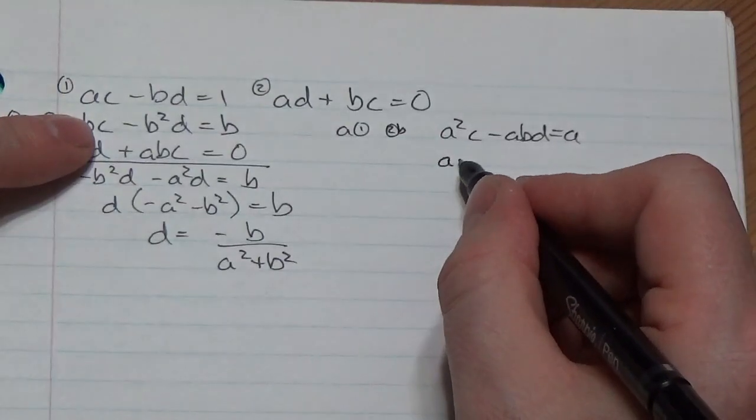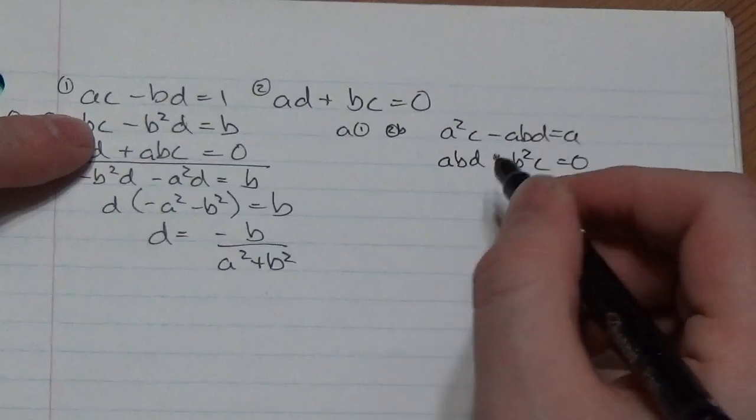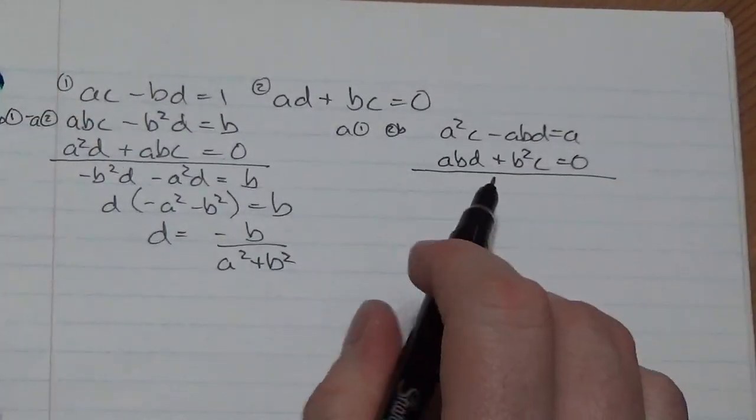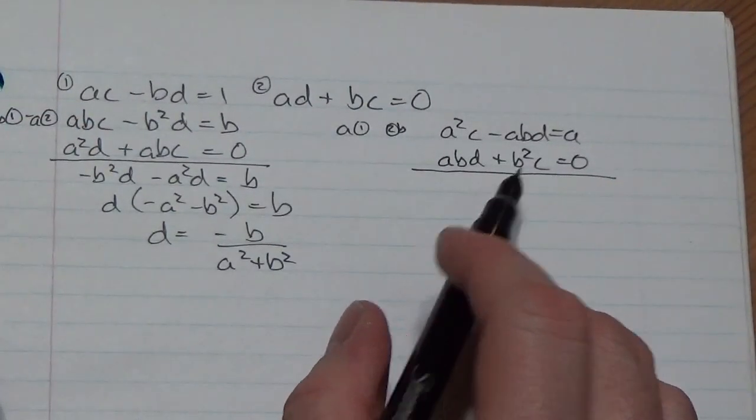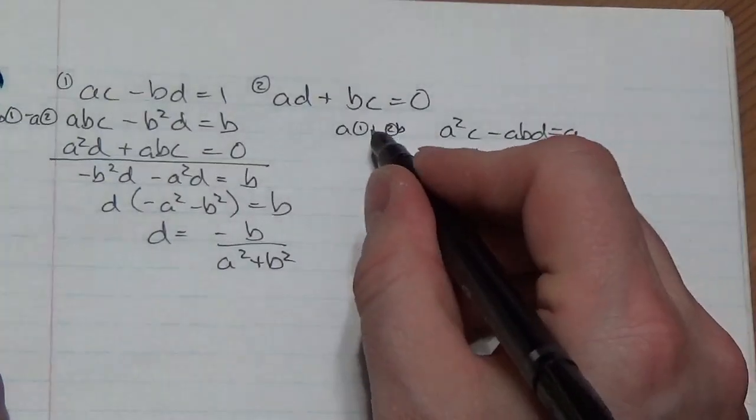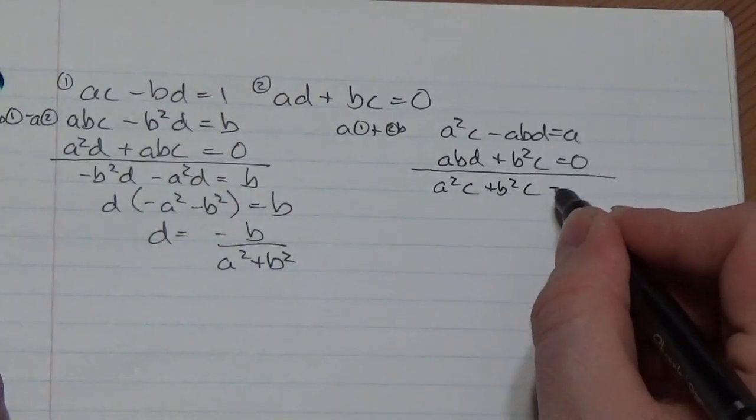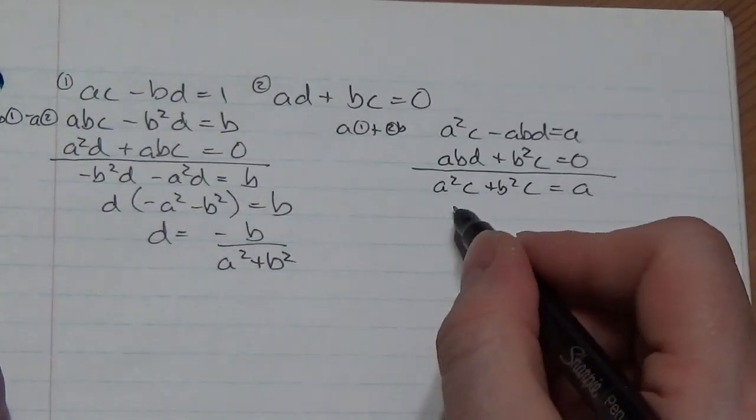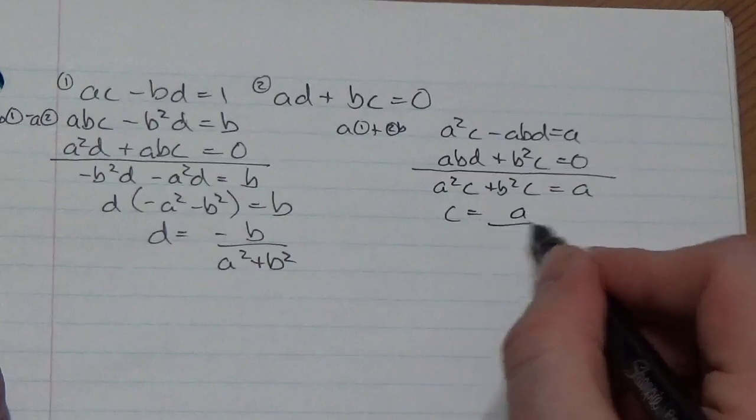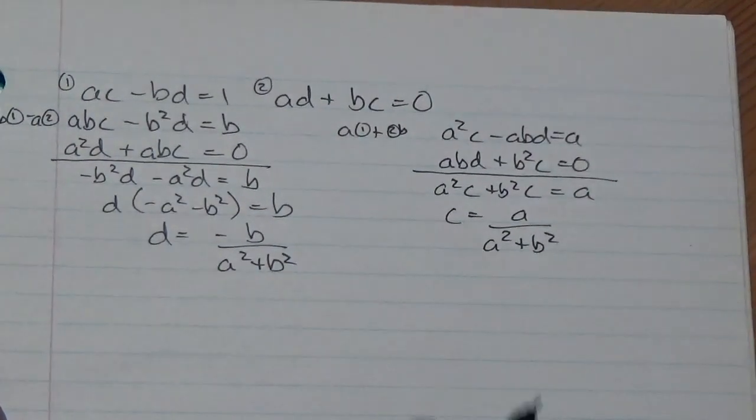So ABD plus B squared C is equal to 0. And because I want these two terms to cancel, I'm going to add them together. And I'll get A squared C plus B squared C is equal to A. Factor out the C, and I get C equals A over A squared plus B squared. And there you have it.